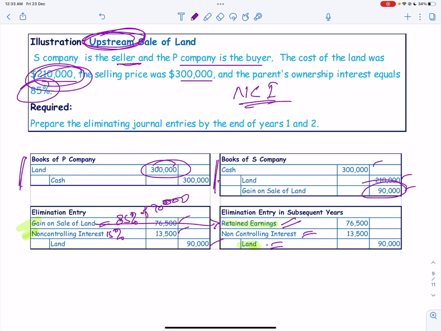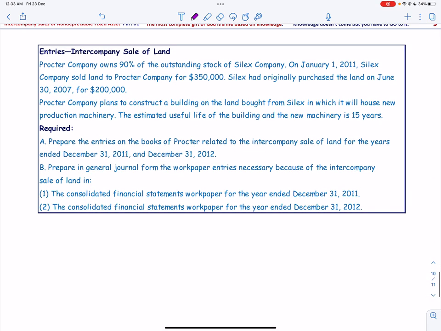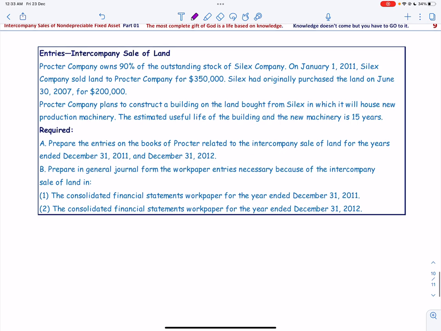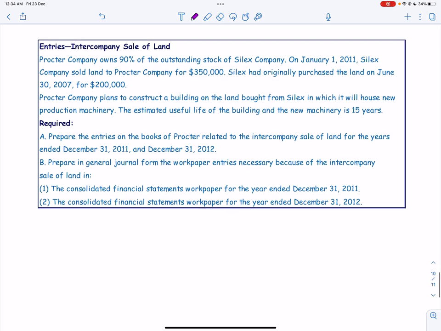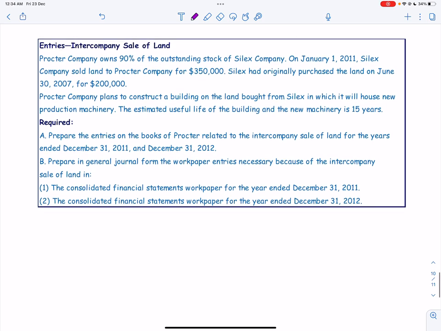Next, let us solve an exercise on intercompany sale of land. Procter Company owns 90% of the outstanding stock of Silex Company. On January 1, 2011, Silex Company sold land to Procter Company for 350,000. So this is an intercompany sale of land by the subsidiary to the parent company. Silex originally purchased the land on June 30, 2007 for 200,000.